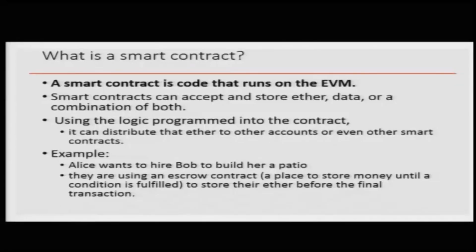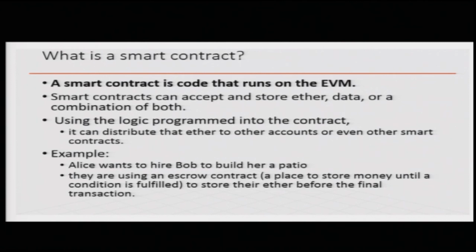So a smart contract, as we discussed last time, is a code that runs on the Ethereum virtual machine, and they can accept and store Ether, which is the currency in the Ethereum, and data, or a combination of both. And the contract is just like another program written in a very specific language, and contracts can also create or deploy other contracts, and also distribute Ether or send data to other contracts. So we were talking about this example last time.